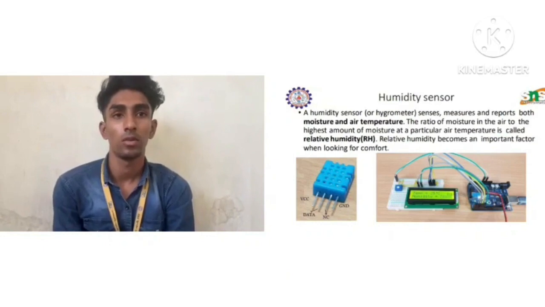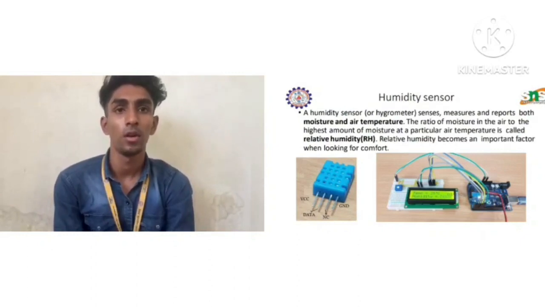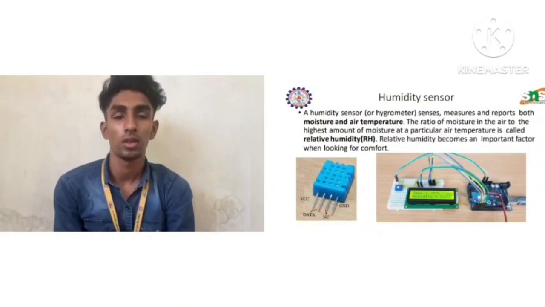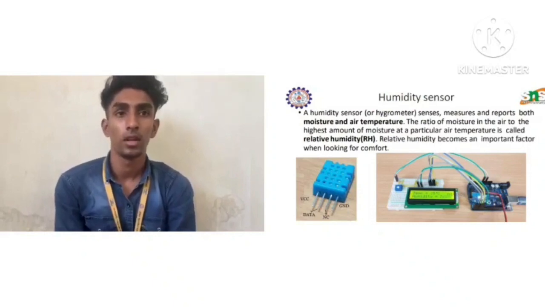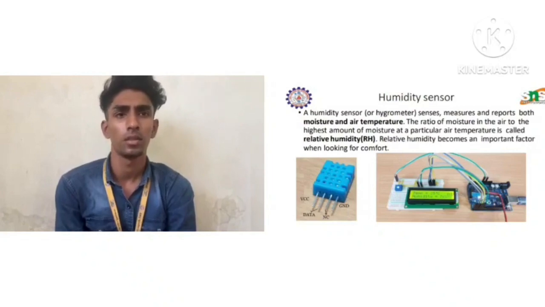Today I am going to talk about the humidity sensor. A humidity sensor senses, measures and reports both moisture and air temperature. The ratio of moisture in the air to the highest amount of moisture at a particular air temperature is called relative humidity. Relative humidity becomes an important factor when looking for comfort.